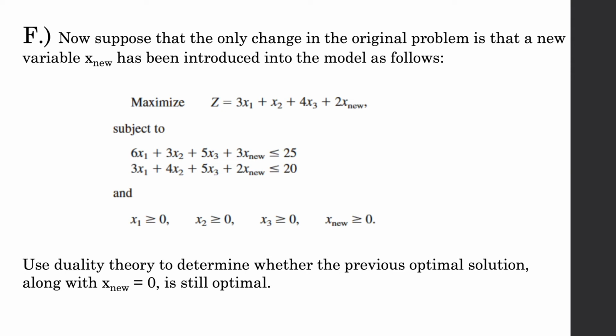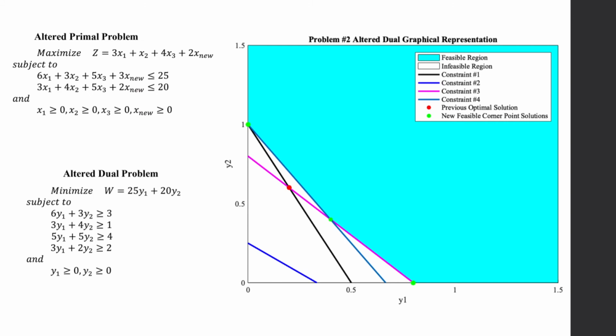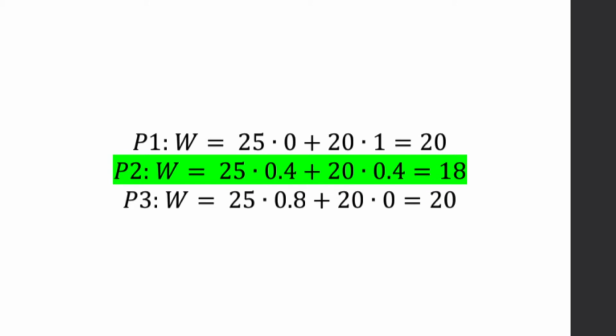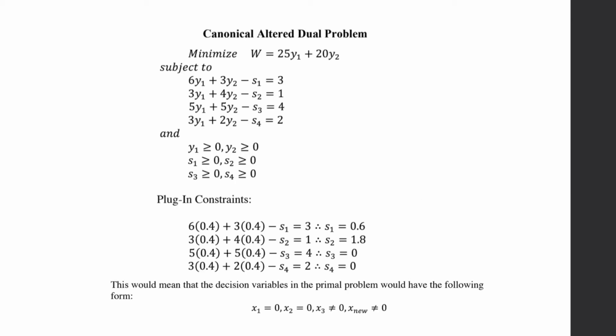For part F, now we go back to the original given problem as in part A, except we add a new decision variable, x new, to both the z function and the 2 constraints, and now we need to determine if the previous optimal point solution is still optimal. Again, we use the dual because it's easier to visualize, and as was before, we see that the previous optimal point solution is no longer in the feasible region. And we found that the new feasible solution is at y1 equals 0.4 and y2 equals 0.4, giving us a w value of 18.